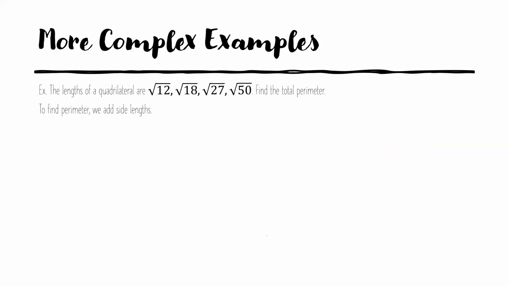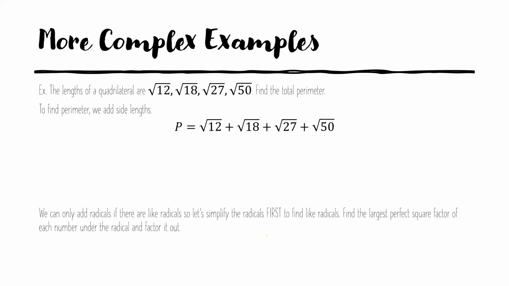So let's look at a word problem here. If you're told that the lengths of the sides of a quadrilateral are square root of 12, square root of 18, square root of 27, and square root of 50, find the total perimeter. What we're going to do is simply add up all the side lengths. So we take square root of 12 plus square root of 18 plus square root of 27 plus square root of 50. Pretty easy to find perimeter: what we do is add the sides.